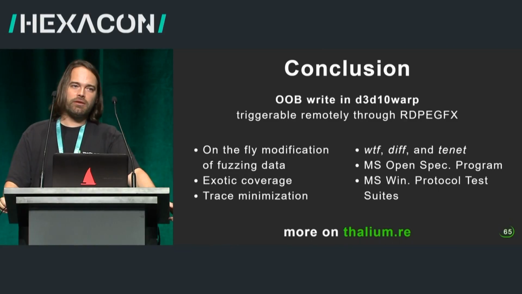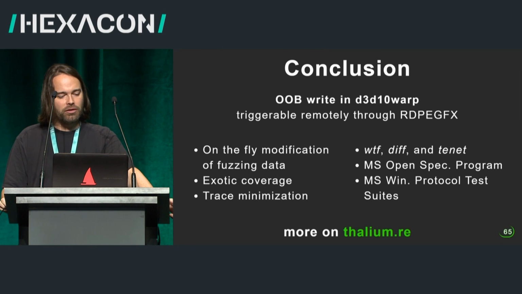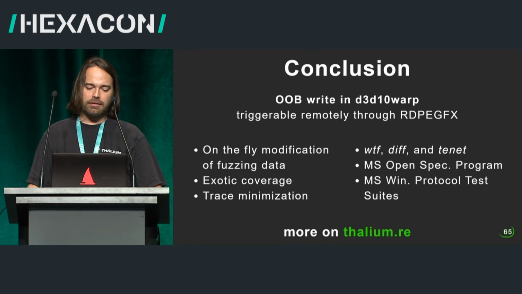For those curious about the card, it's just 4 trees representing 4 fuzzing strategies. As a conclusion, we had some fun playing with What the Fuzz and Tenet. We did some on-the-fly modification of fuzzing data because our target allowed it. We experimented with exotic coverages and some trace minimization, and with all the modifications we tried, it's very hard to know which one was determinant, but we tried at least to do some experiments. For that, we used What the Fuzz, diff and Tenet, and IDA too, so not just free tools. And we also used the nice Microsoft open specification.